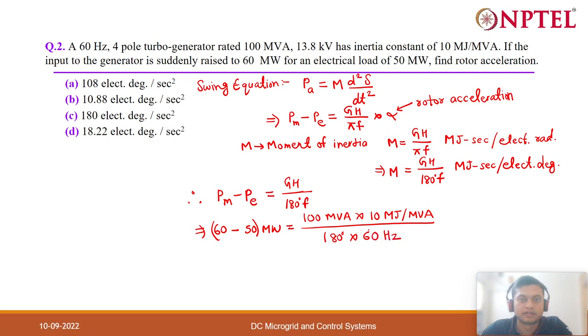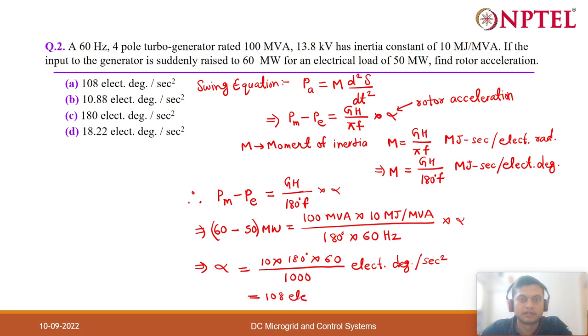So into alpha. If you simplify this, then you will get alpha equal to 10 into 180 degree into 60 divided by 1000, in electrical degree per second square. So you get it as 108 electrical degree per second square. So the correct answer will be A.